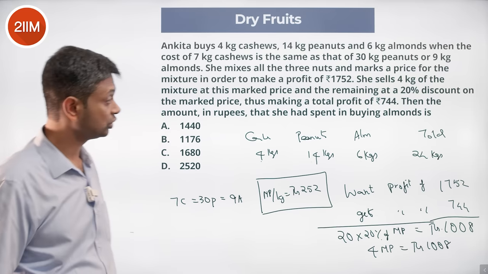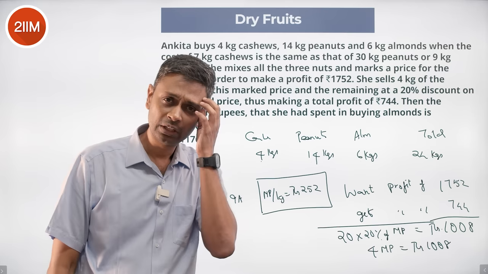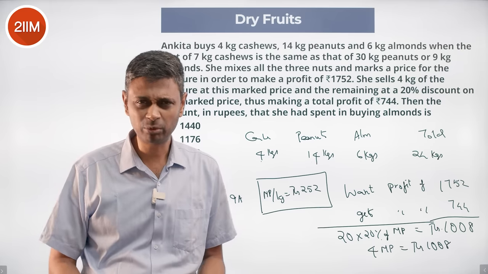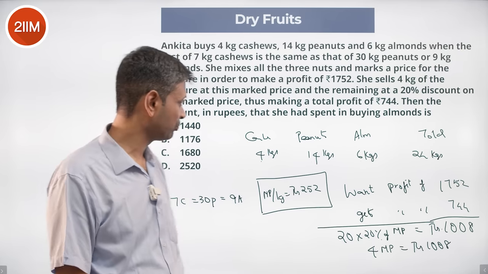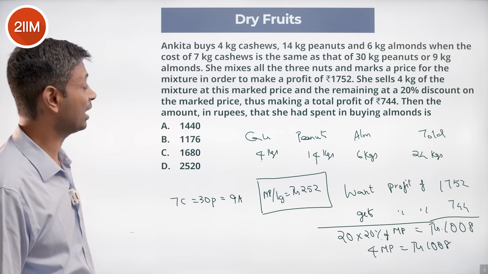Brilliant. She's selling 24 kilograms. She wants to sell 24 kilograms at this price. If she had done it, then she would have got 1752 as profit. She's not able to. She discounts and sells this and therefore makes 744 as profit. Now what do we need to find? The amount in rupees that she had spent in buying almonds.